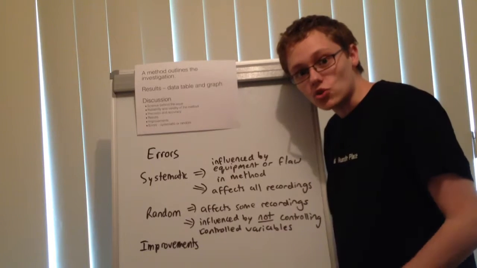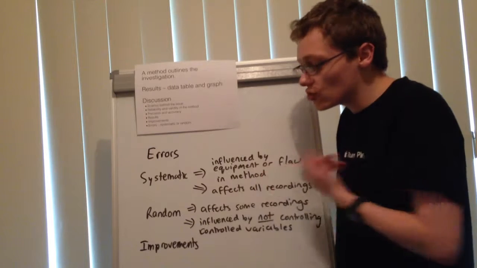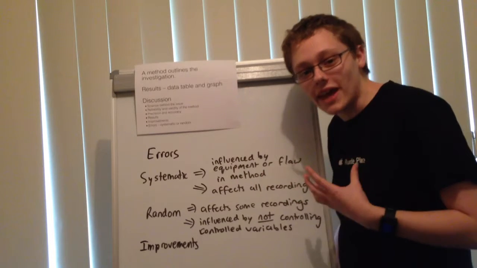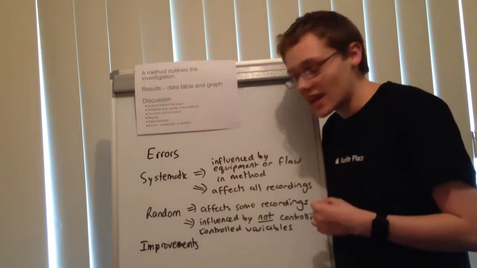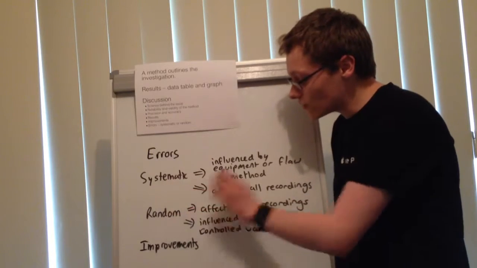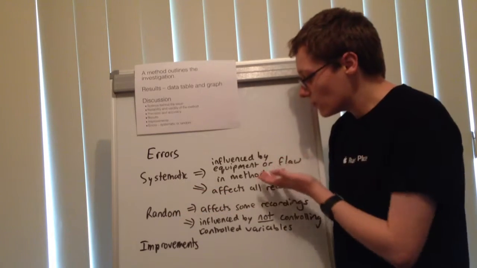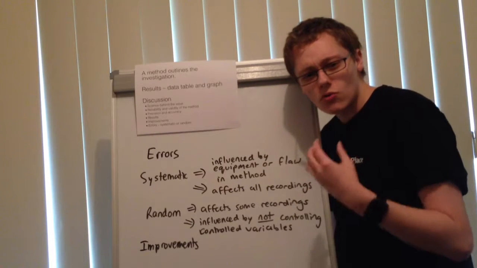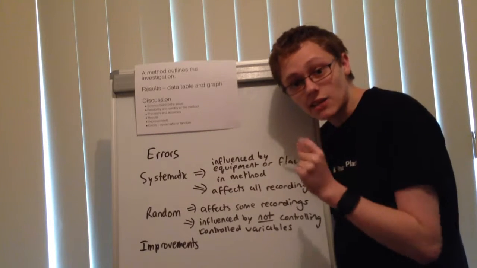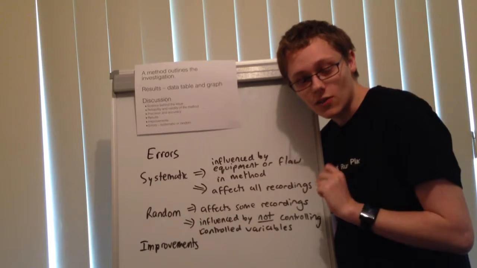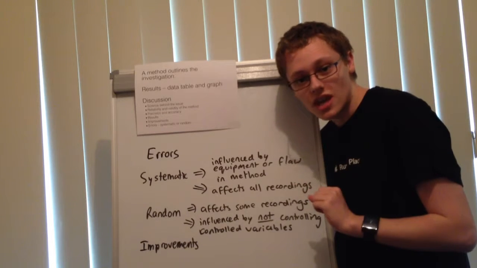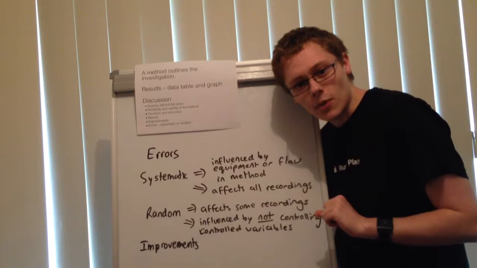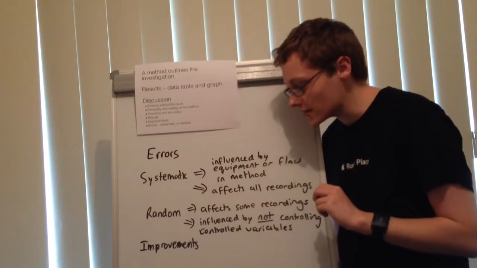Lastly, I'd like to talk about errors. And there are two key types of errors that we look at when we're doing scientific investigations: systematic and random. Systematic errors are influenced by equipment or flaws in the methodology. They cause all recordings to be offset by a certain amount from the actual accurate result, as you saw with the dartboard example with the high precision, low accuracy.